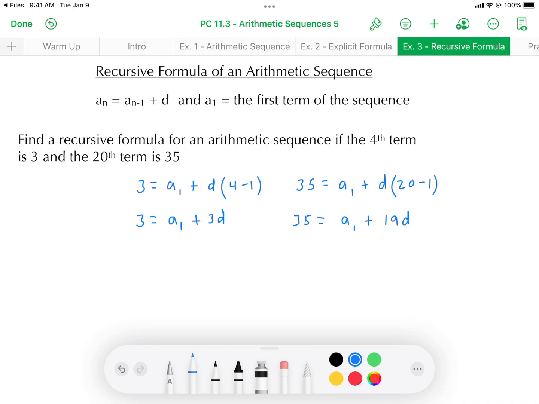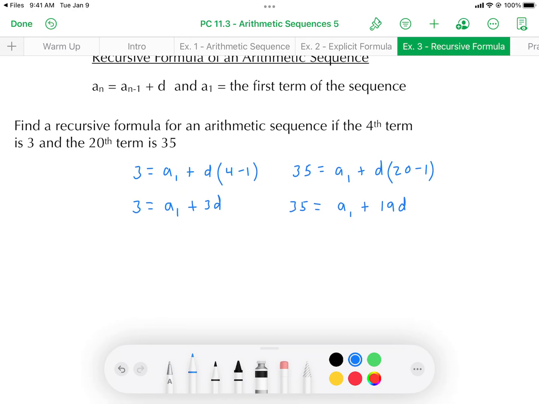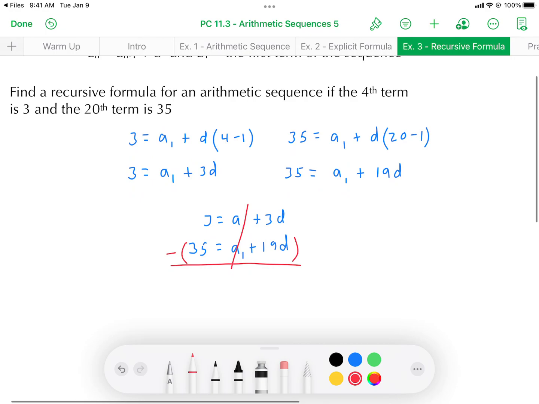Now notice I have two equations here with the same two unknowns, so that's a system. I'm going to solve the system with elimination. And I can do that just by subtracting here to eliminate a sub 1. 3 minus 35 is negative 32. 3d minus 19d would be negative 16d. And we'll divide this out.